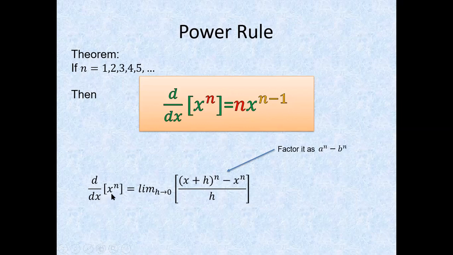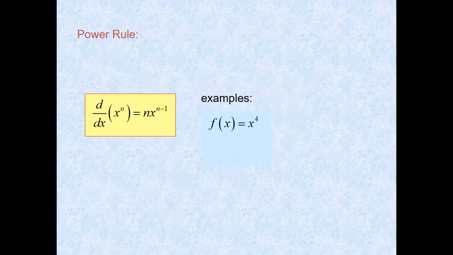We have a definition here: d/dx of x to the power n equals the limit as h tends to 0 of (x plus h) to the power n minus the original function x to the n, all over h. We will factorize it the same way as a to the power n minus b to the power n. So by the definition, d/dx of x to the power n equals n times x to the power n minus 1.